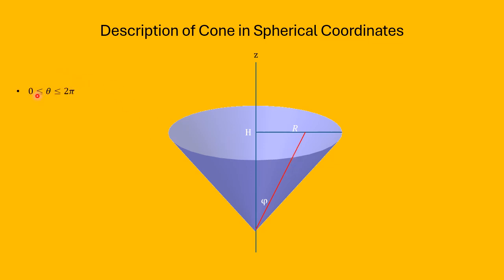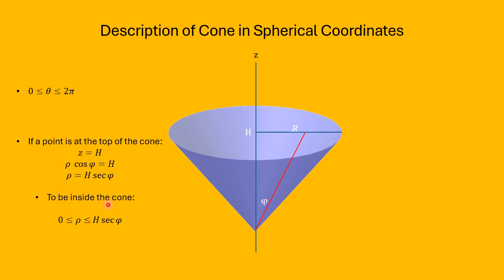So the first thing we can say is that theta has to be between 0 and 2 pi. Theta can be anywhere, basically, in the circular region. If a point is at the top of the cone, then the z-coordinate of that point has to equal h. But the z-coordinate of a point in spherical coordinates is rho cosine phi, so that has to equal h. Solving this for rho, we have that rho is equal to h secant of phi. So to be inside the cone, we have to have rho somewhere between 0 and h secant of phi.